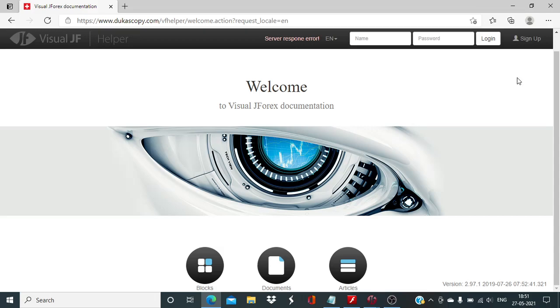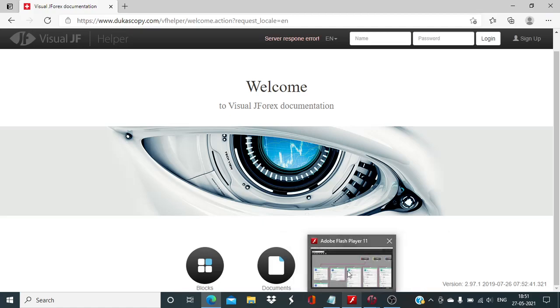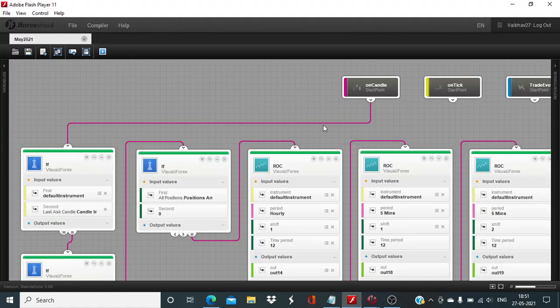Myself Vaibhav. In today's session of Visual JForex, we will be continuing our work with the algorithm using the indicator Rate of Change, ROC. This is going to be the third and the final part of this indicator's algorithm development. So let's get started. First of all, I will give you a refresher of the development so far.